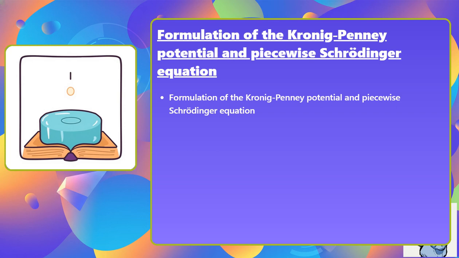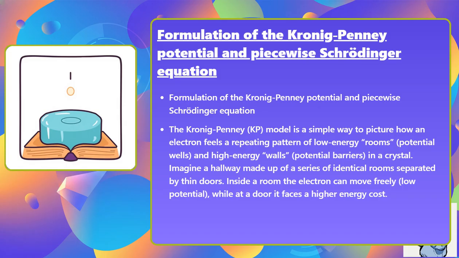Formulation of the Kronig-Penney potential and piecewise Schrödinger equation. The Kronig-Penney (KP) model is a simple way to picture how an electron feels a repeating pattern of low-energy rooms, potential wells, and high-energy walls, potential barriers in a crystal. Imagine a hallway made up of a series of identical rooms separated by thin doors. Inside a room, the electron can move freely, low potential, while at a door it faces a higher energy cost.